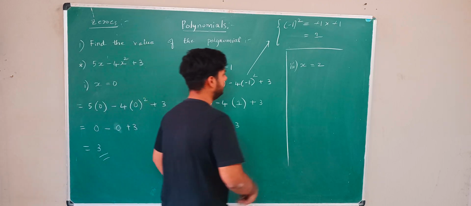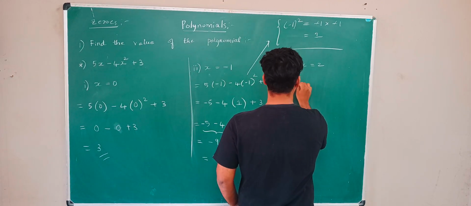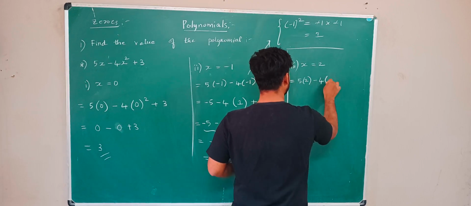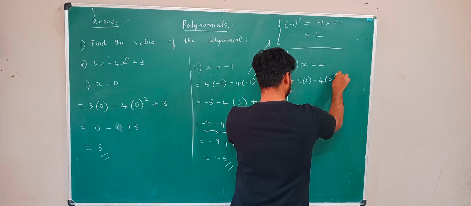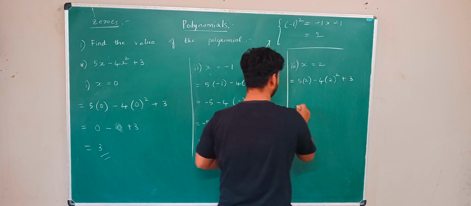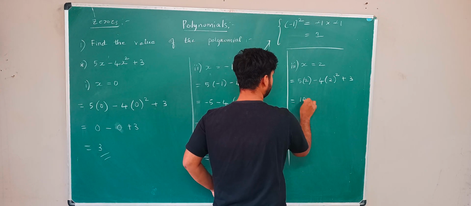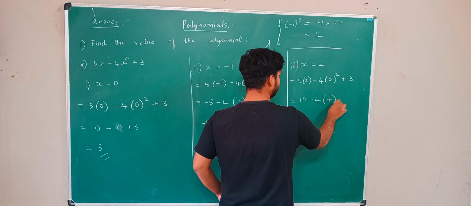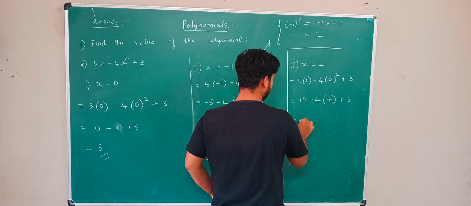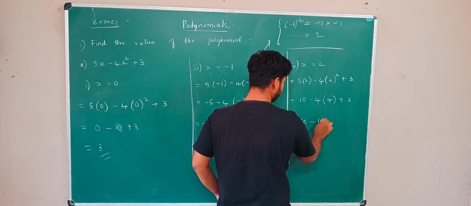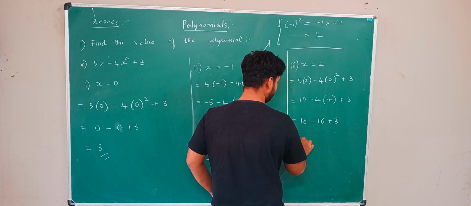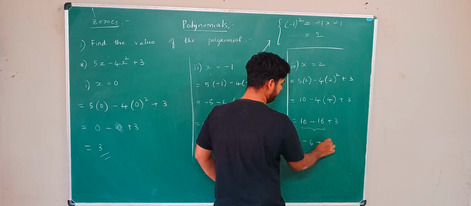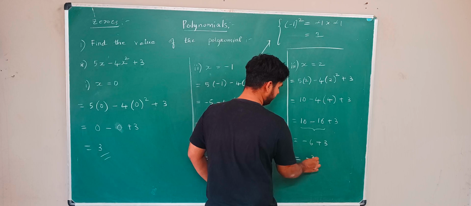Okay, next, x is equal to 2. So 5 of 2 minus 4 of 2 square plus 3. Okay, 5 2s are 10, minus 4 into 2 square, 2 square is 4, plus 3. 10 minus 4 4s are 16, plus 3. 10 minus 16 is minus 6, plus 3, minus 3 is the answer.